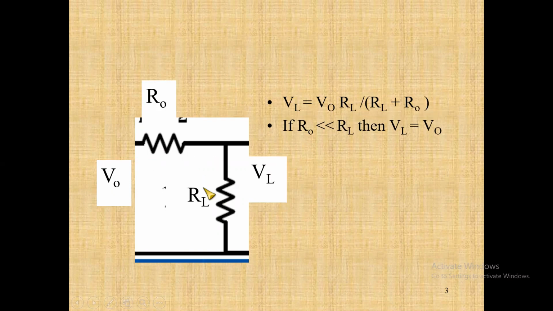The current flowing through this is V0 by RL plus R0, multiplied by RL will give us the value of VL. Now this equation clearly says that if R0 is very much less than RL, this is very small, you can neglect this. RL will cancel and we'll be left with VL equal to V0. So under the condition that R0 is a very small or negligible value, all this voltage will appear across this.